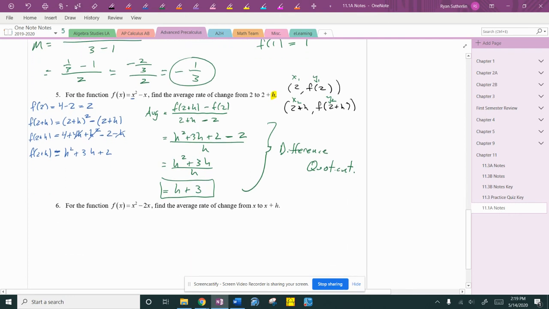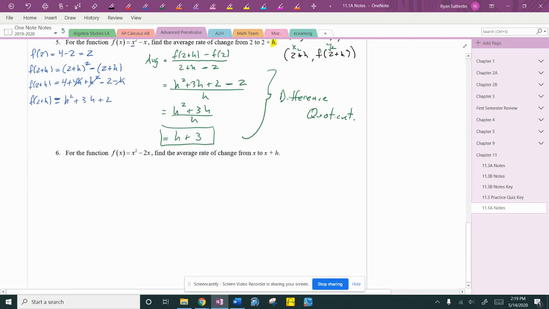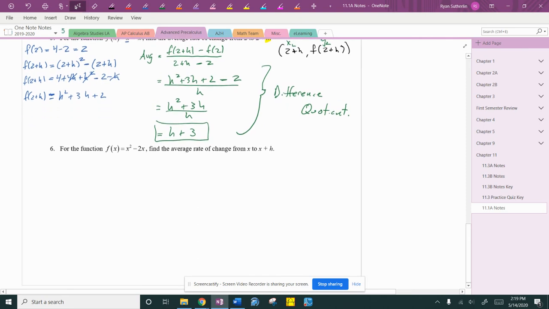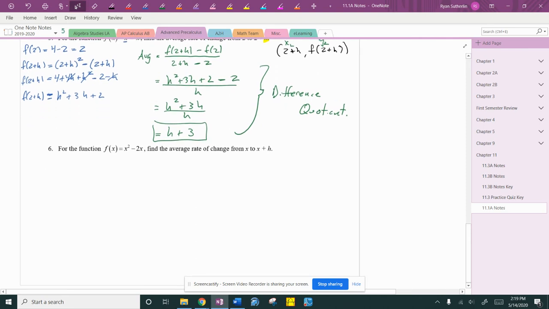All right, now last one. For this function, x squared minus 2x, find the average rate of change from x to x plus h. So now we don't even have a starting point. Our starting point is x, and we're going to x plus h. So my first point is x, and then f of x. My second point is x plus h, and f of x plus h. So f of x, we know what it is. It's x squared minus 2x. That's pretty easy. f of x plus h takes a little work.